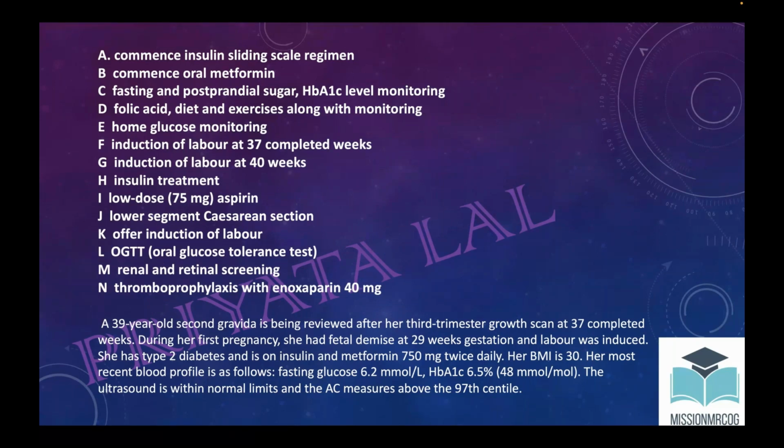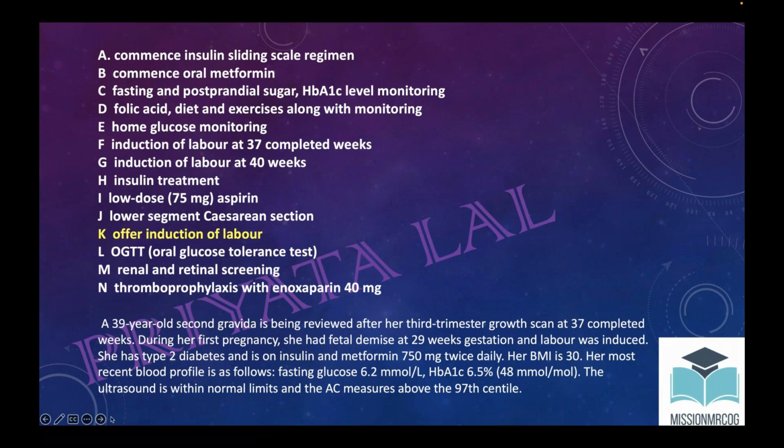Induction of labor. Though in type 1 and type 2 diabetes mellitus, they want the patient to deliver anywhere between 37 to 39 weeks of pregnancy, they can do it early if there is any complication. The patient is already 37 weeks, with polyhydramnios and a macrosomic baby, so do induction. So offer induction of labor.